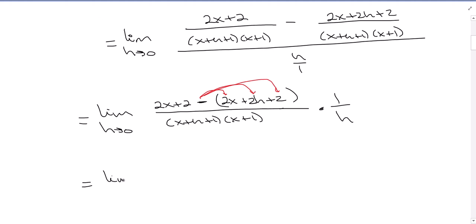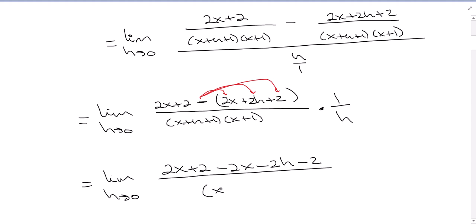So I'll have the limit as h goes to 0. And notice that I still have my limit notation because I have not taken the limit. And if I don't have the limit there, I'm not finding the derivative. I'm just finding the average velocity, the average rate of change of the function, but we want the instantaneous. We want the derivative, so we want that limit notation there. So minus 2x minus 2h minus 2, once I distribute that negative, all over x plus h plus 1, x plus 1 times 1 over h.